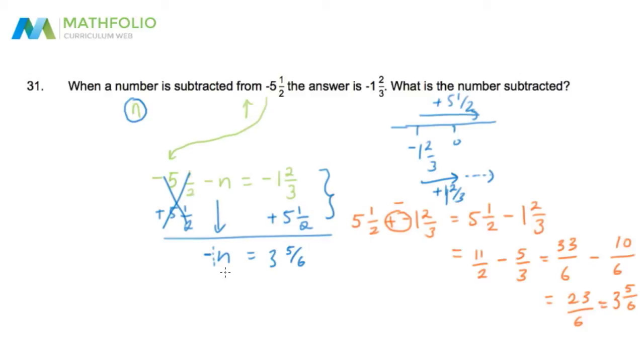So to undo this, we would divide by that coefficient, which is -1. Divide by -1. The negative ones would cancel out, and we'd be left with n equals, and anything divided by 1 is itself, but this time it's divided by a -1, so the negative stays. So our answer is n equals -3 5/6. That's our answer to question number 31.